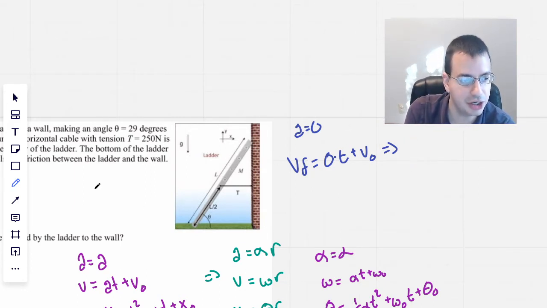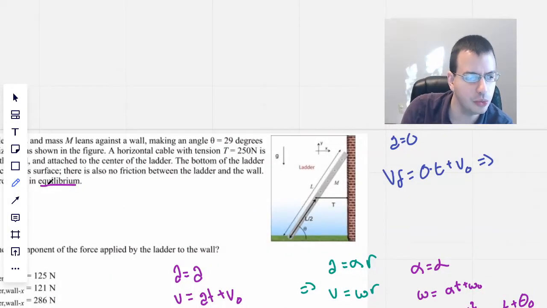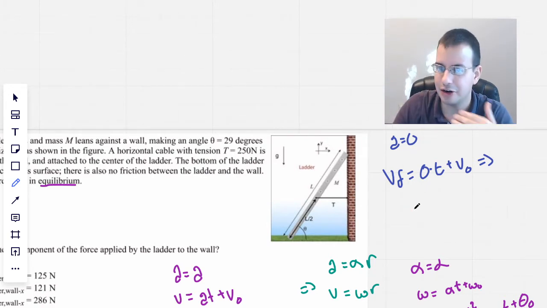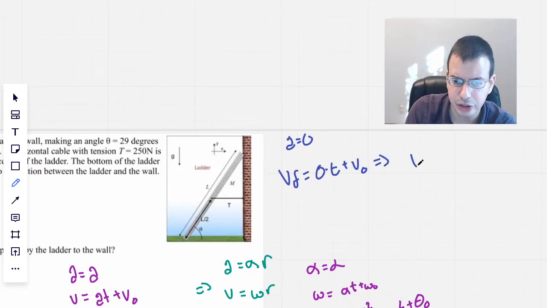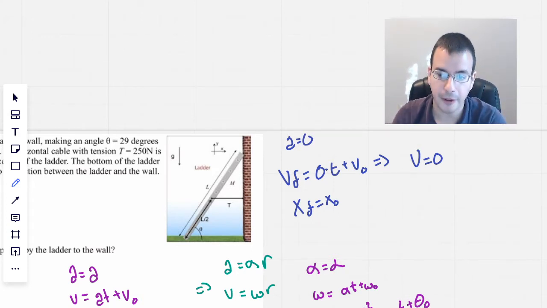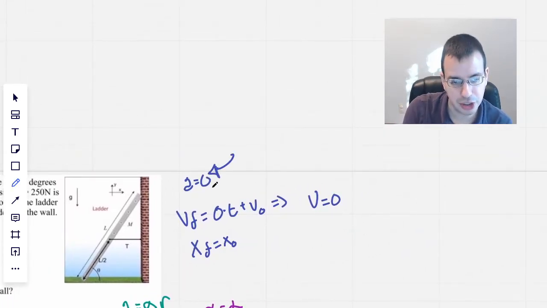And if we know that it's not moving, that everything is stationary, they say equilibrium. I'm going to assume that also means stationary in this case because it's a ladder against a wall. It's not going to be spinning or flying around. So we know that v equals 0, and they would also know that x final equals x initial because we have both v naught and acceleration, which are 0. So long story short, I guess we could have jumped out from this point.